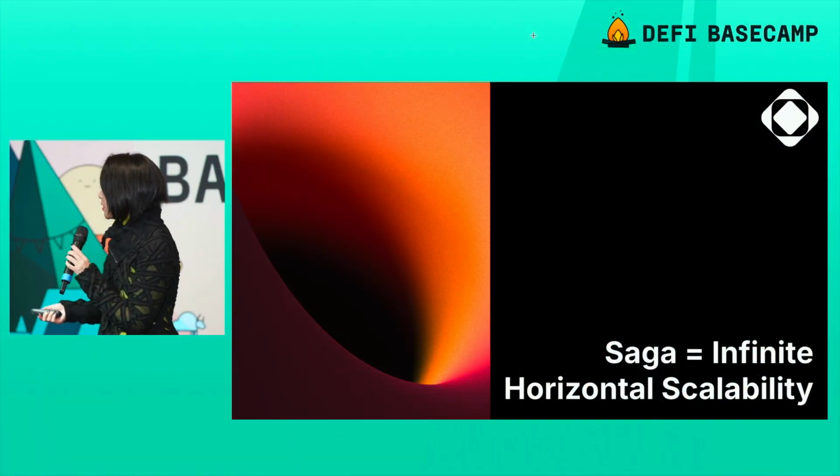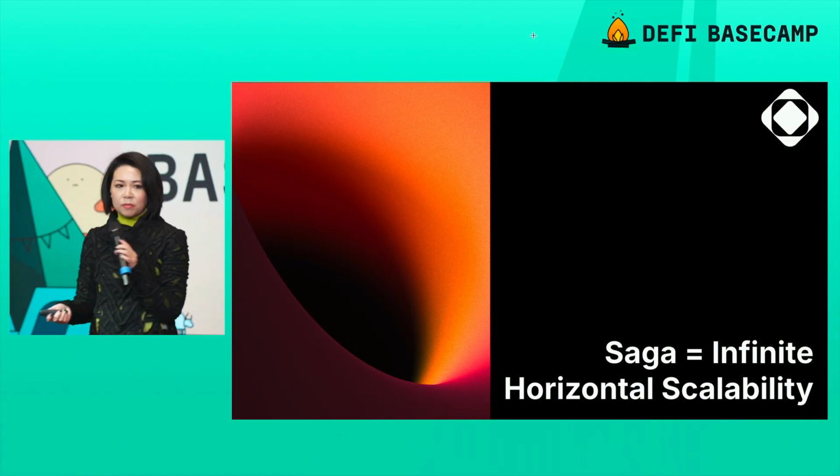For those of you who may not be familiar with Saga, Saga is a layer one, but we are a layer one to launch layer ones. And the reason we architected ourselves that way is we are looking for infinite horizontal scalability. So infinite horizontal scalability. What does that actually mean?